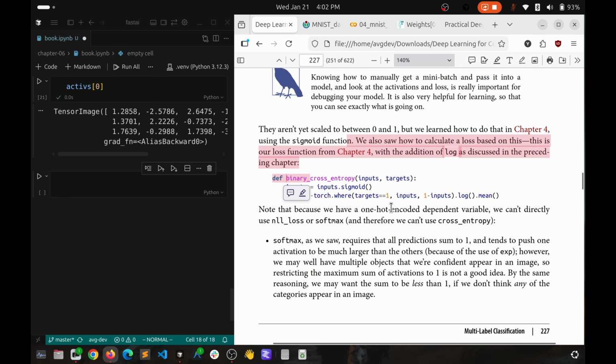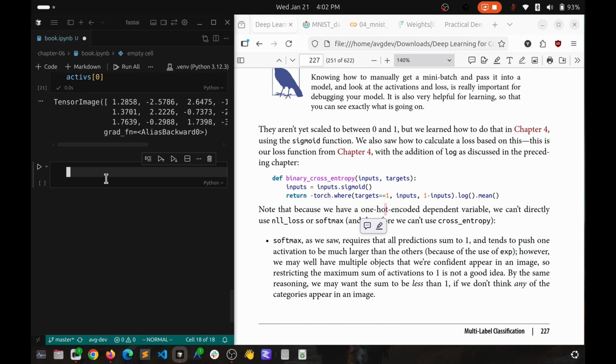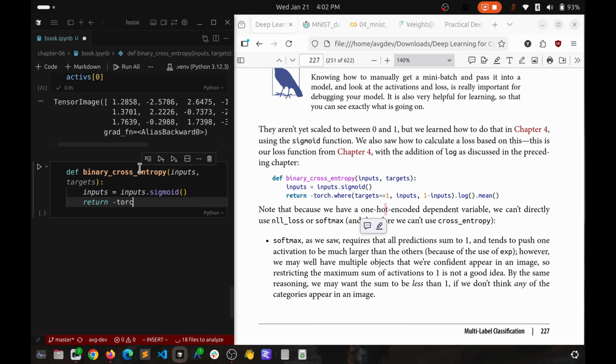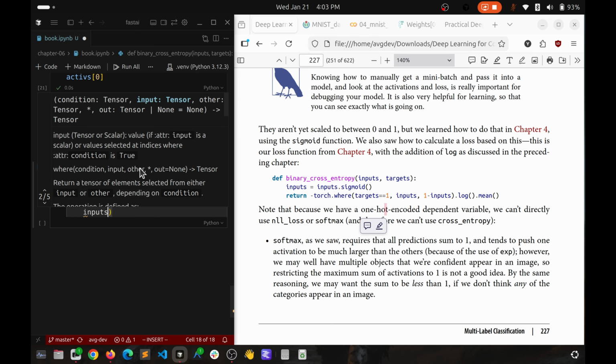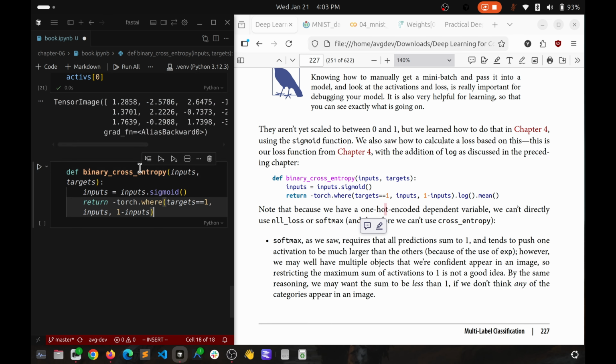Okay, so let's write this loss function. def binary_cross_entropy(inputs, targets). Okay, so inputs is going to be inputs.sigmoid, and then return negative torch.where. So negative, what is it? Negative log prob. torch.where targets is going to equal 1, inputs, 1 minus inputs, dot log, dot mean. Okay.